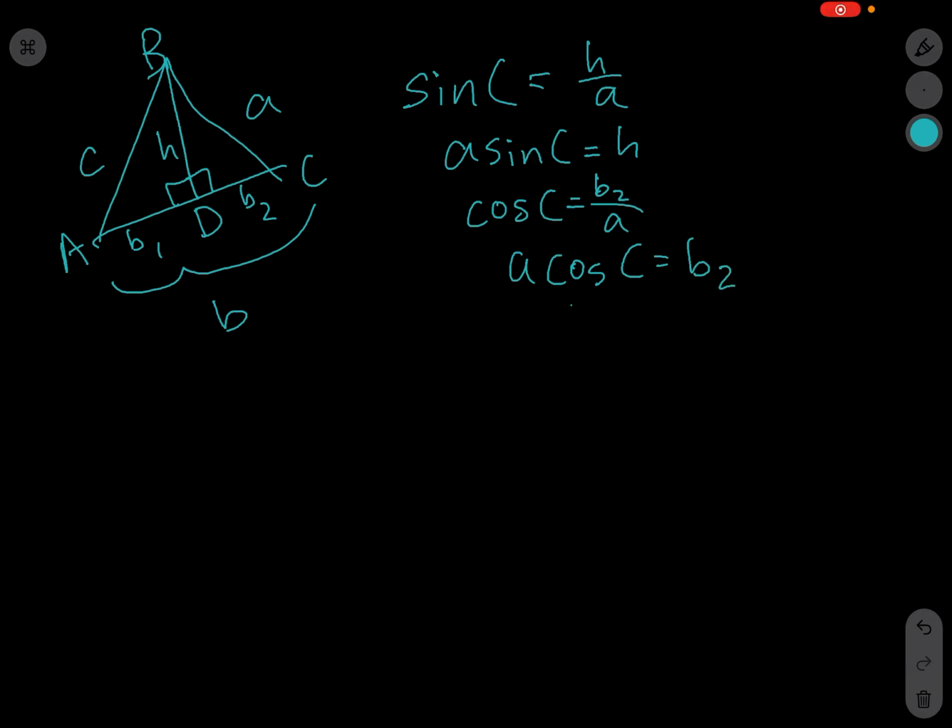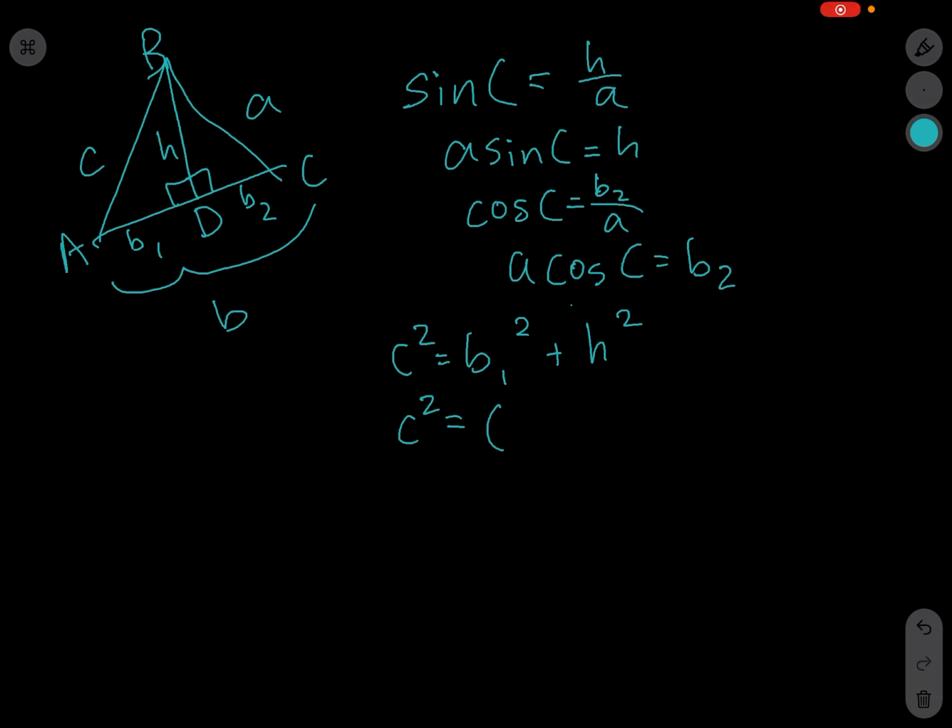And then we would use the Pythagorean theorem on the triangle on the left. So A squared plus B squared equals C squared, except A is B1 and B is H. So instead of writing C squared equals A squared plus B squared, we can write C squared equals B1 squared plus H squared. But instead of writing the H, we have the H on top.